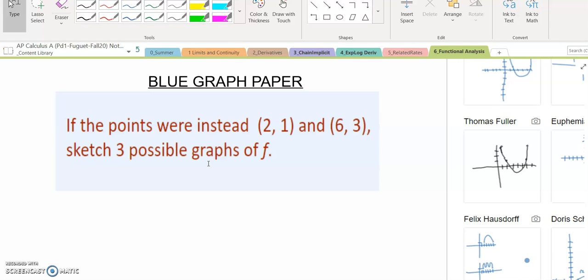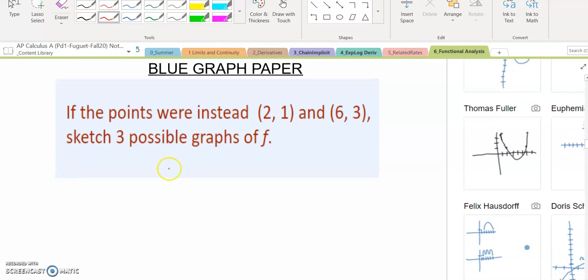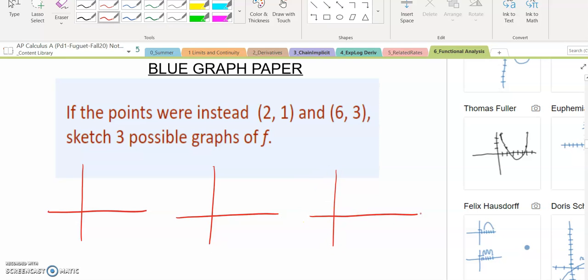So I'm going to start you guys back a little bit earlier here because I skipped over this with the time. Originally I was going to have you do this in Desmos, so maybe pause the video real quick and try this. I wanted you to draw me 3 quick sketches. Instead, if the points were (2, 1) and (6, 3), can you sketch 3 possible graphs of f? Remember that the function must be continuous and differentiable when you're doing this, all right? So pause the video and just do that for me real quickly.